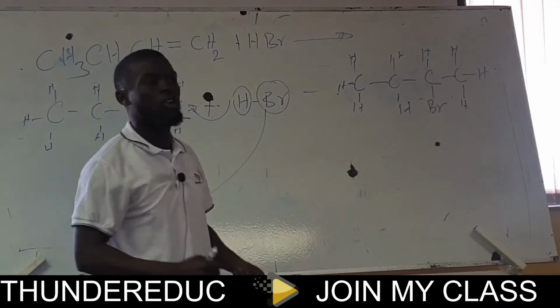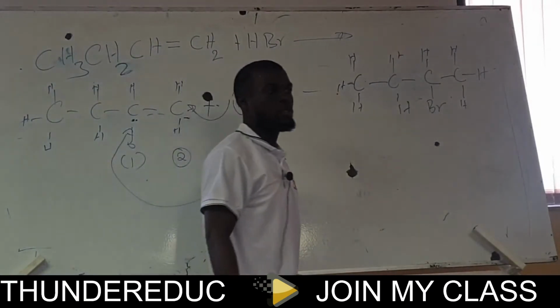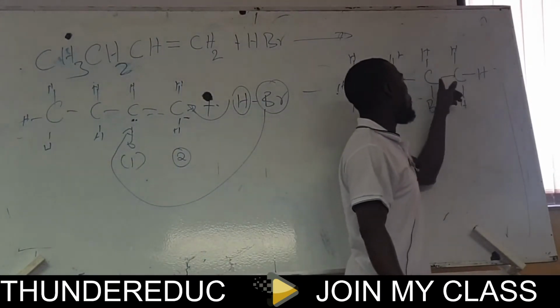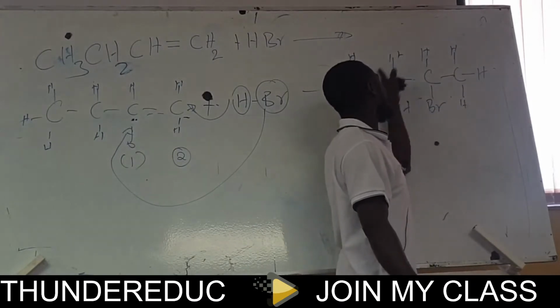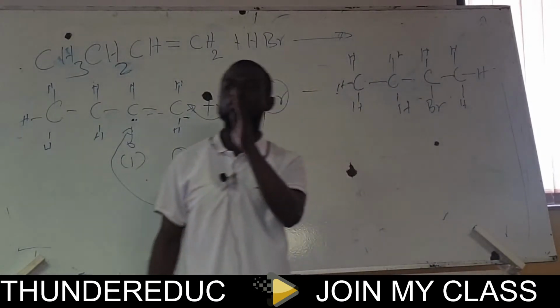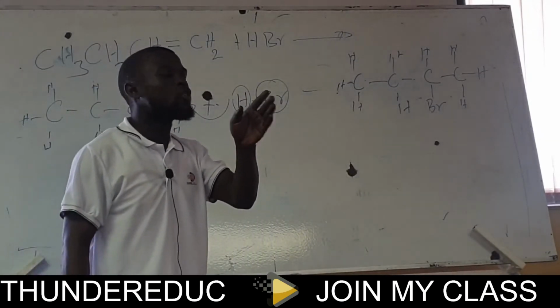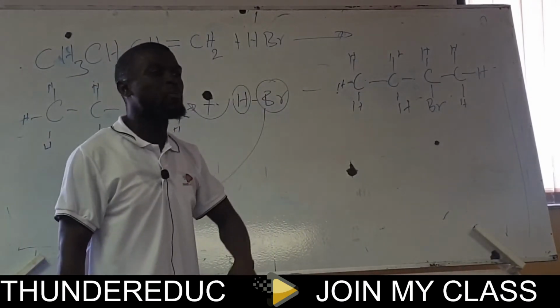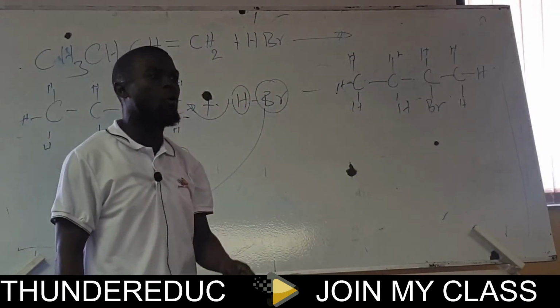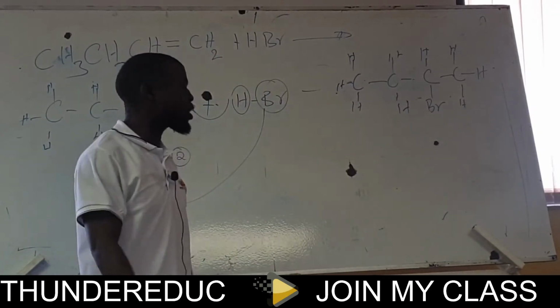Remember, a carbon atom cannot have more than 4 bonds. So 1, 2, 3, 4. 1, 2, 3, 4. 1, 2, 3, 4. Always when you write a structural formula like this, count the number of bonds on the carbon atoms. They must be 4. If it is fewer than 4, you just know that your structure is wrong.